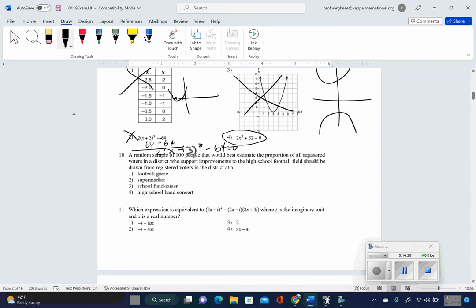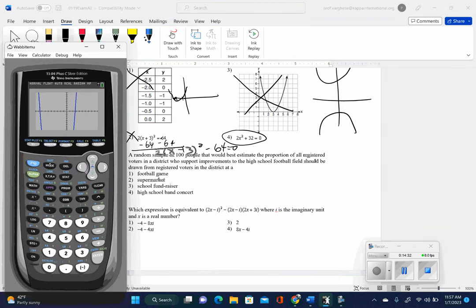Equivalent, number 11, store. Okay, store button right here. So you take a number. Again, I always choose 2.1. So 2.1, store in for x, and then you type this whole thing in.